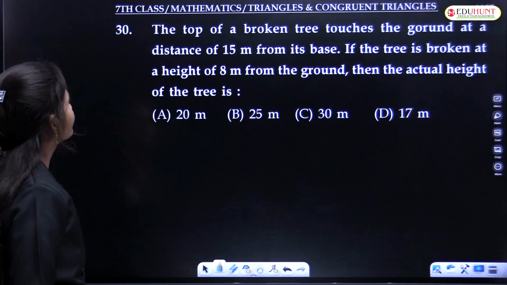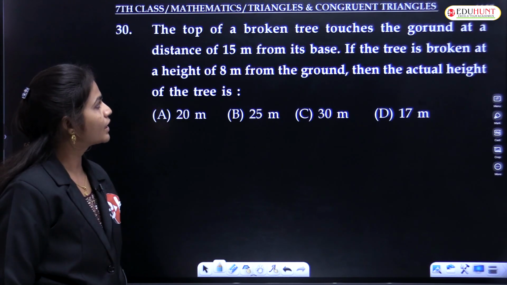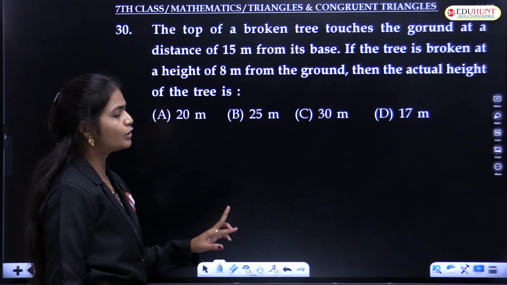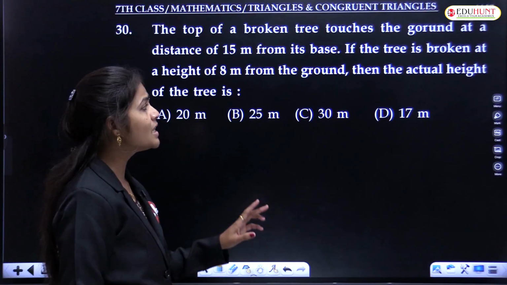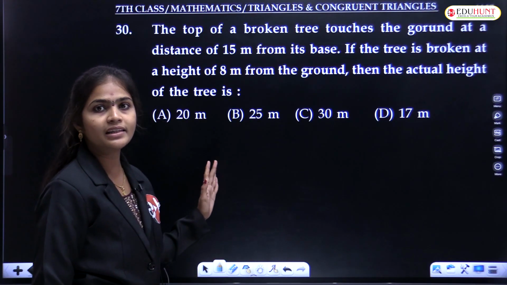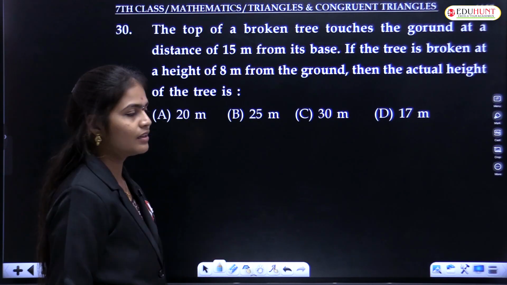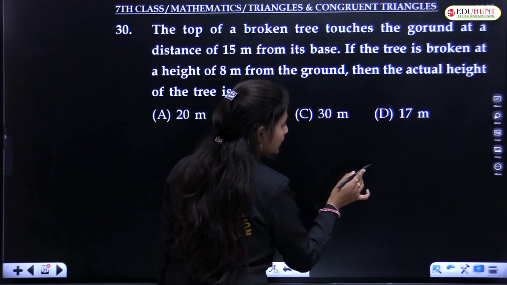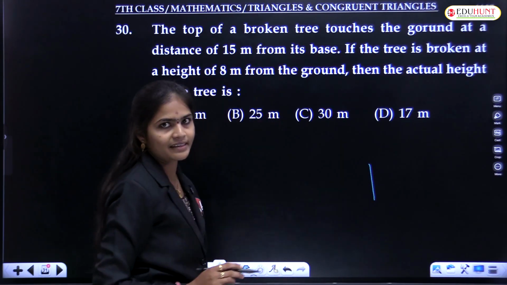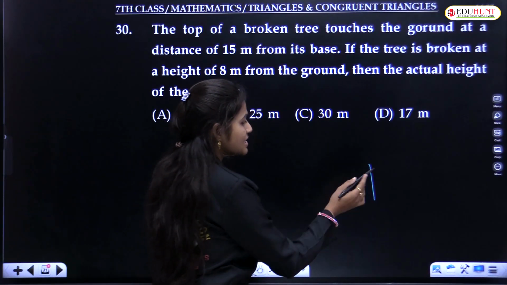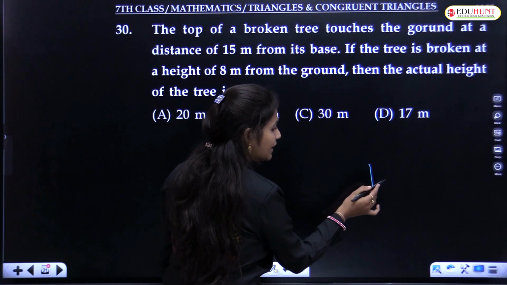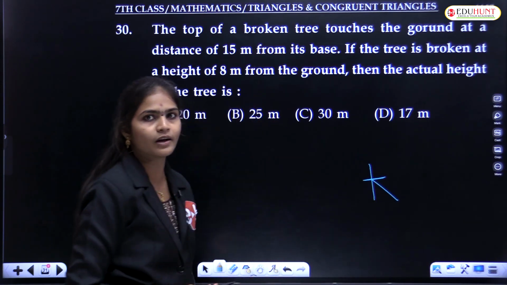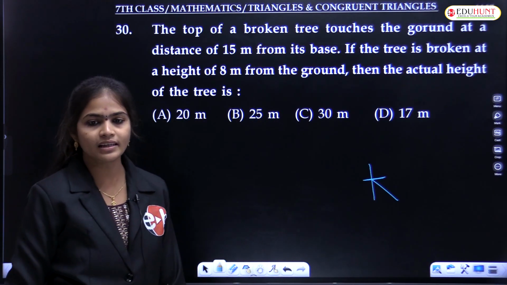So see here, the top of a broken tree. I already told you in the previous video, from here onwards we will get only two problems related to word problems. So read that problem carefully, then you will get the diagram first. Okay, first draw the diagram. The top of a tree. Top of a tree means, for example, this is a tree. The top of the tree was broken and it fell on the ground.